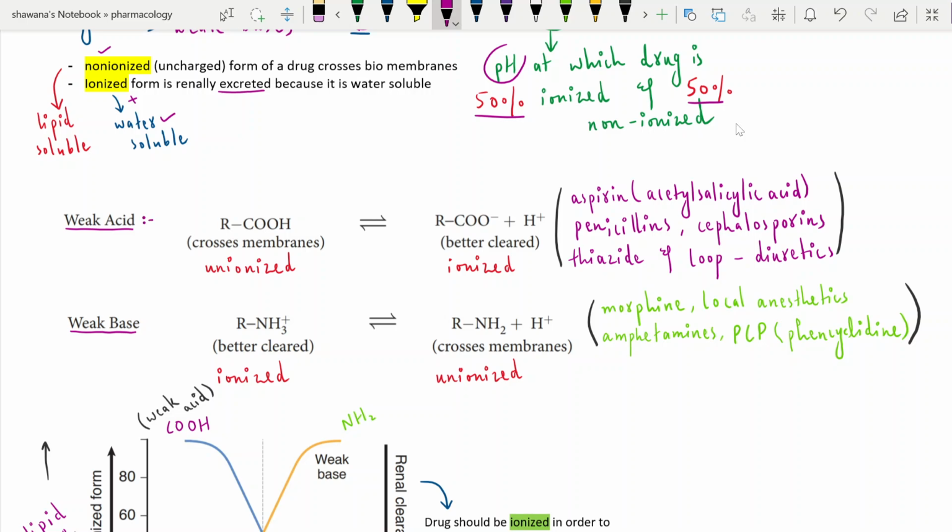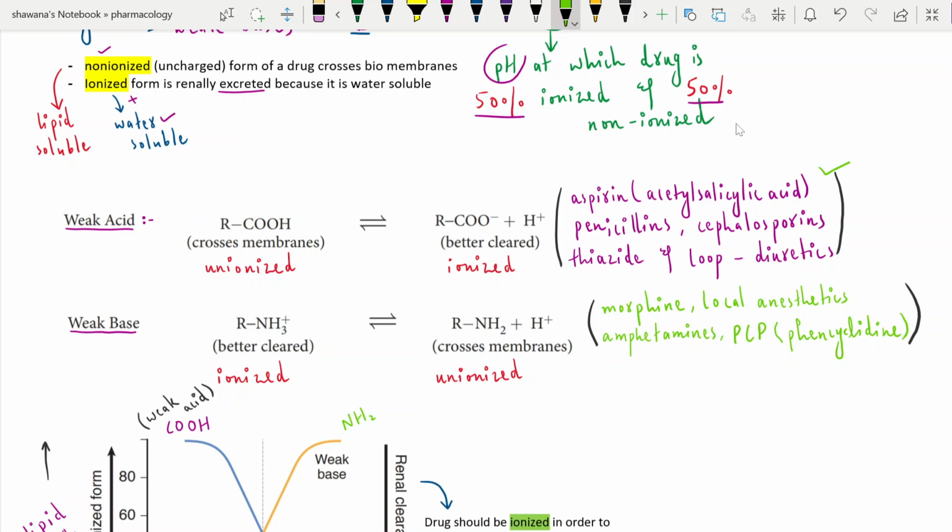The examples of weak acids include aspirin, which is also known as acetylsalicylic acid, antibiotics like penicillins and cephalosporins, and thiazide and loop diuretics. These are weak acids. There are a bunch of other examples, but these are high yield to know: aspirin, penicillin, cephalosporins, thiazide, and loop diuretics.